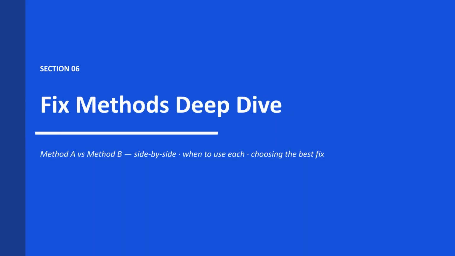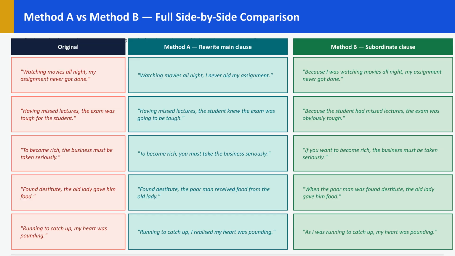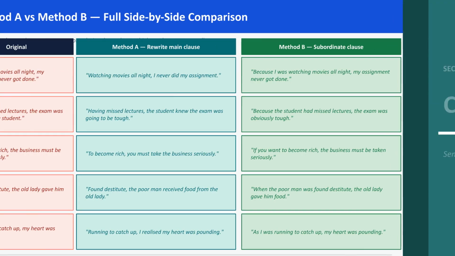Section 6 offers a deep dive into the 2 fix methods. Method A, rewriting the main clause, and Method B, using a subordinate clause. We'll explore when to choose each method. This side-by-side comparison shows the original dangling modifier sentence alongside the corrections using Method A and Method B. Both methods are grammatically correct. Choose the one that reads most naturally for your purpose.